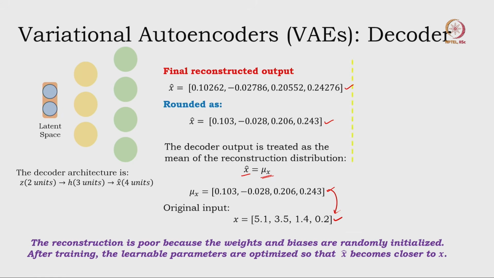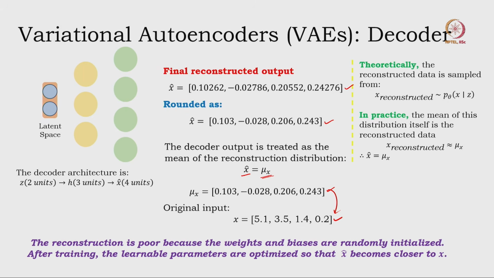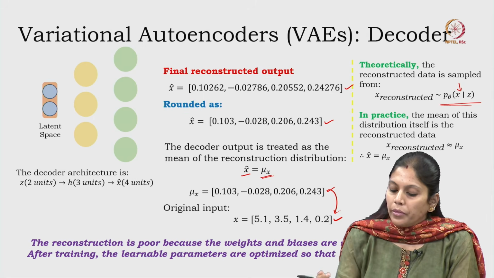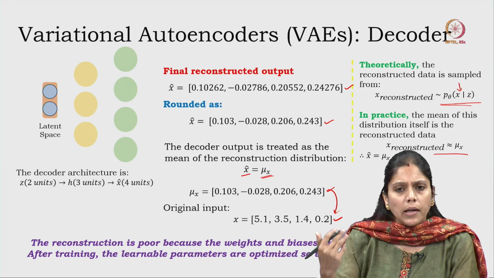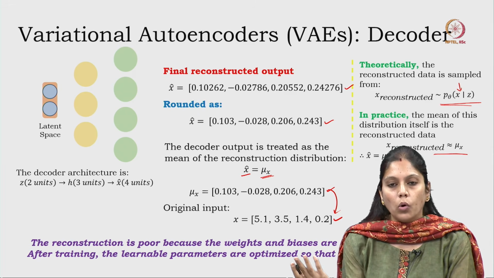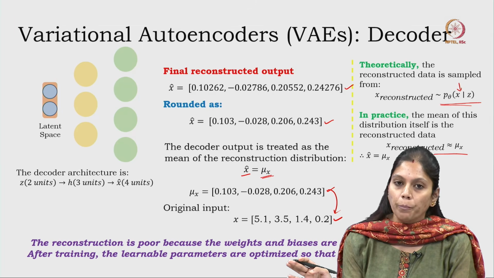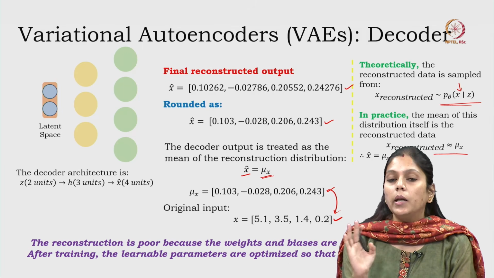So this is what I have explained. In the theoretical concept, we say that Z is sampled from this particular distribution, because the decoder has to output the parameters, and the reconstructed value has to be sampled from this distribution. That is the theory. But in practice, from this numerical example, what did we understand? Whatever the reconstructed value is, that is the mean we have obtained, and that itself is the reconstructed value. So this is the decoder part.